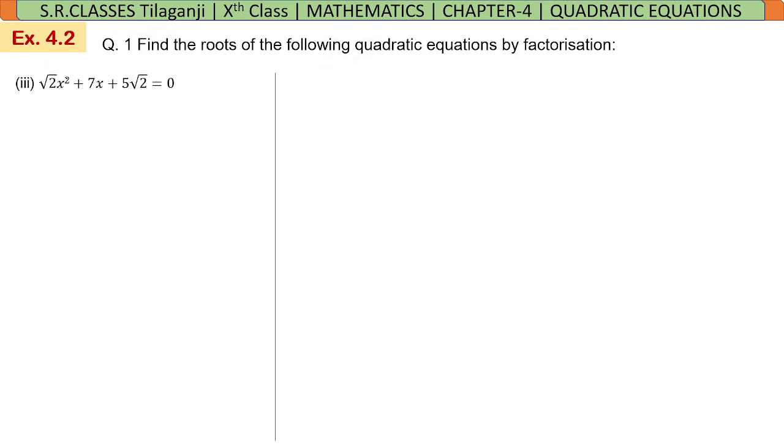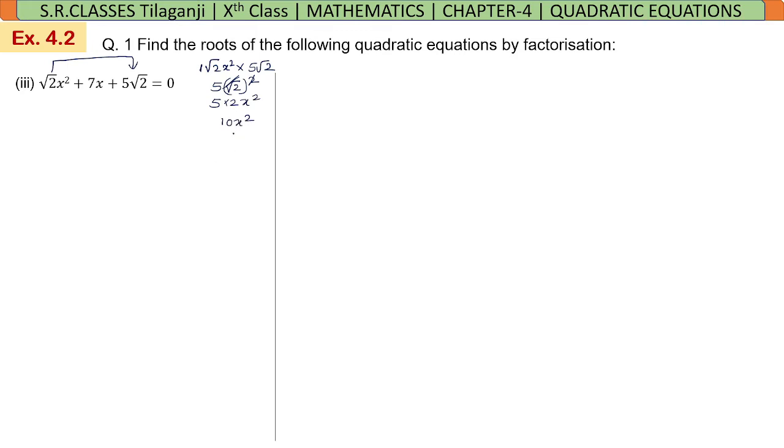Third question, root 2 x square plus 7x plus 5 root 2 equal to 0. So the first step, we need to multiply the first and last term. So multiply here, that is root 2 x square into 5 root 2. Now multiply root numbers with root numbers, that is 5 ones are 5, and root 2 how many times? 2 times there. So I can write root 2 the whole square. Then square and square root will get cancelled. So only 2 will remain. 5 2s are 10, 10 x square.